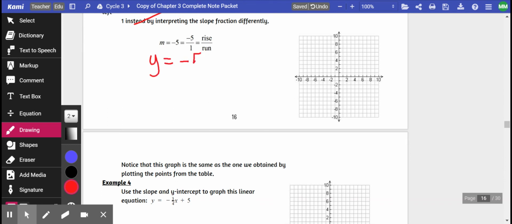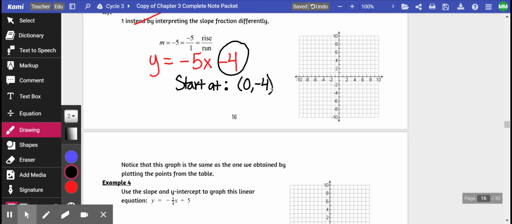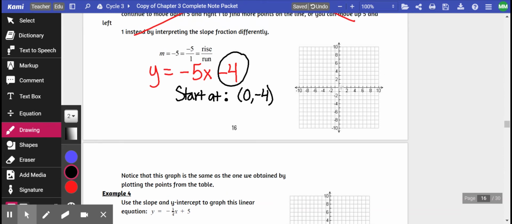So let's say that we have y equals -5x minus 4. I am always going to start graphing by using the y-intercept. So we're going to start at the y-intercept, which is at 0, -4. So that's my first point that I'm going to plot.